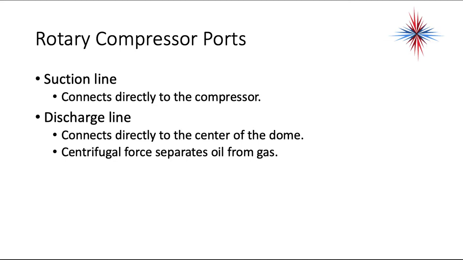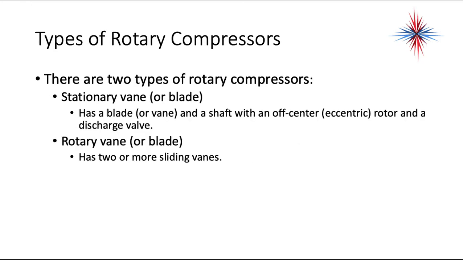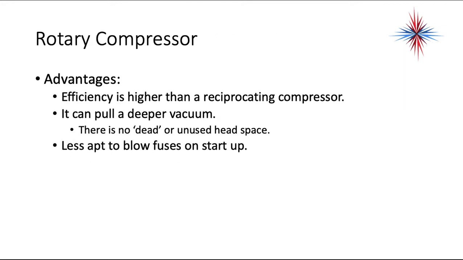The rotary compressor ports: the suction line connects directly to the compressor. The discharge line connects directly to the center of the dome, and the centrifugal force inside the compressor separates the oil from the gas. So the oil in rotary compressor systems usually does not leave the compressor with the gas. There are 2 types of rotary compressors. There's a stationary vane or blade. It has a blade and a shaft with an off-center rotor and a discharge valve. And there's a rotary vane or blade. It has 2 or more sliding vanes.